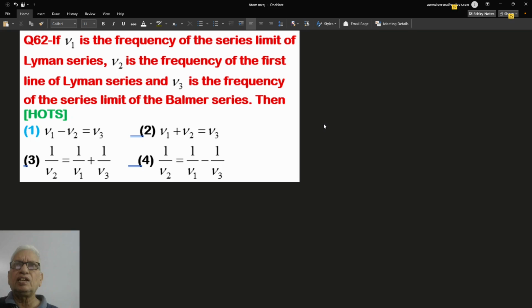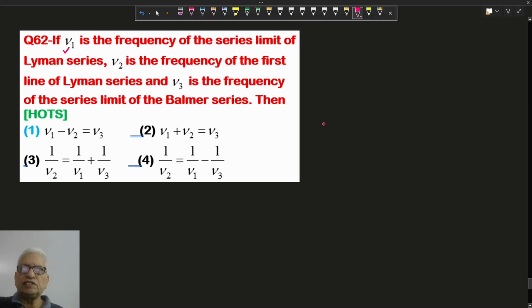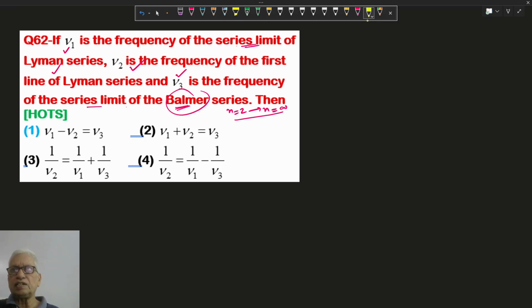Option 4 is correct. Here in this question, nu1 is the frequency of the series limit, meaning from 1 to infinite for the Lyman series, and nu2 is the frequency of the first line, meaning 1 to 2 is the frequency required here, and nu3 is the frequency of the series limit of the Balmer series, meaning n is equal to 2 to n is equal to what? Infinite, the series limit of Balmer. And we have to find out the relation between nu1, nu2 and nu3.